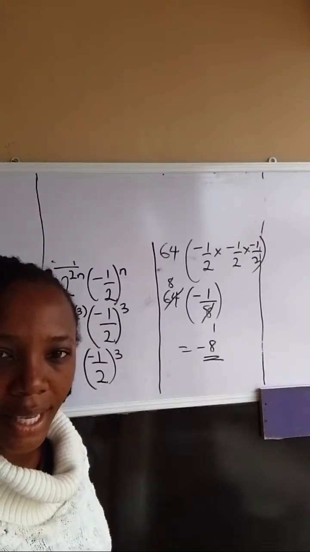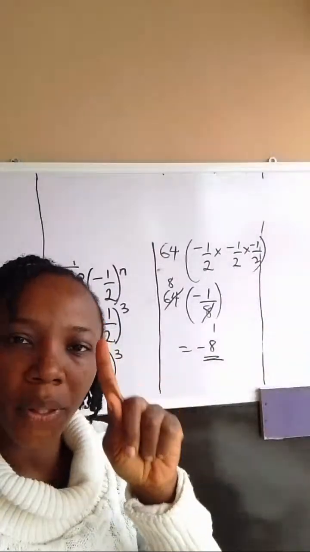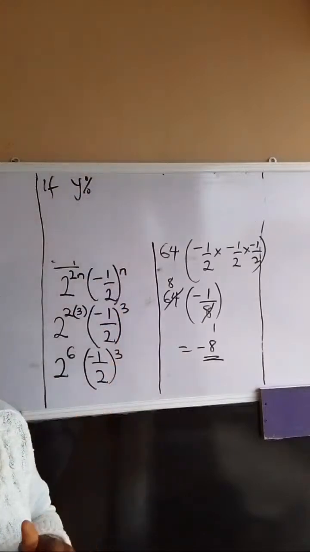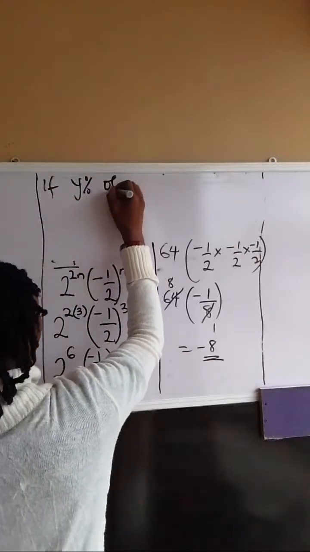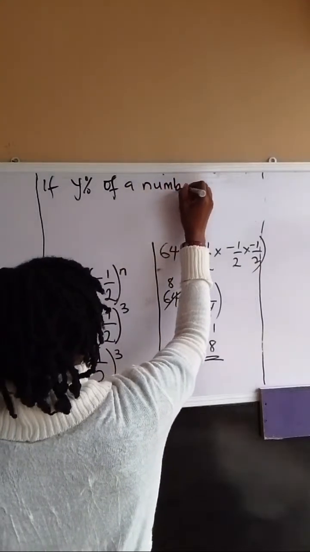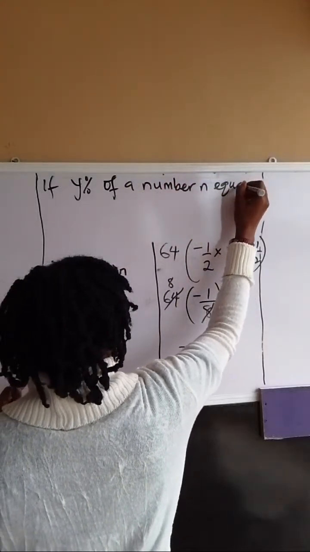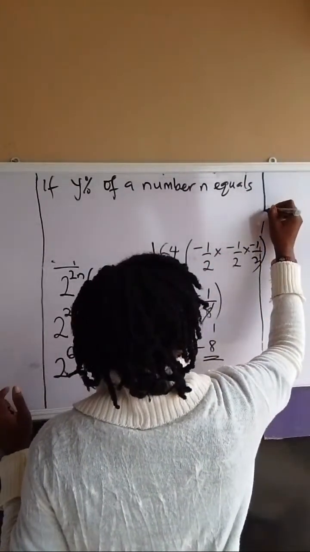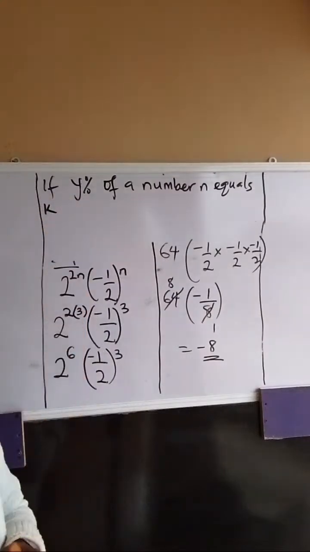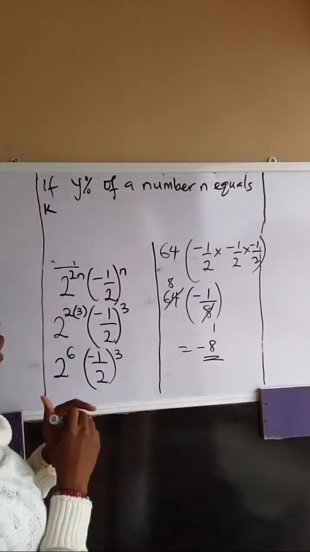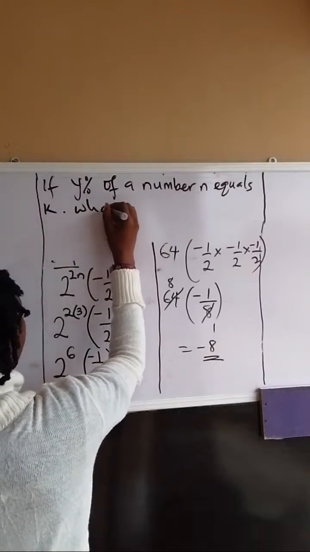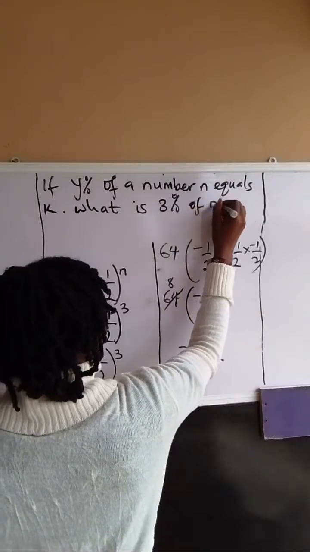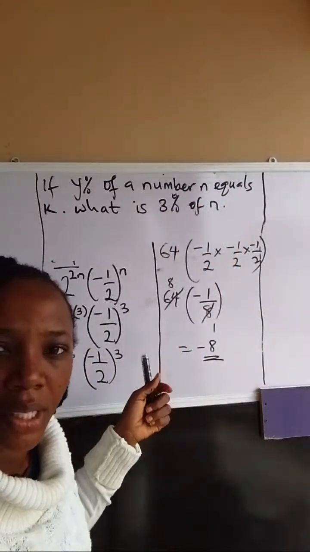So now the next question says, if y percent of a number n equals k, what is 3% of n? What is 3% of n? Please, can you see the question?